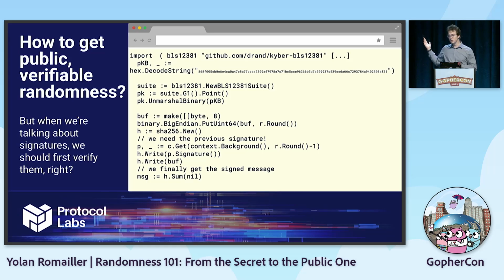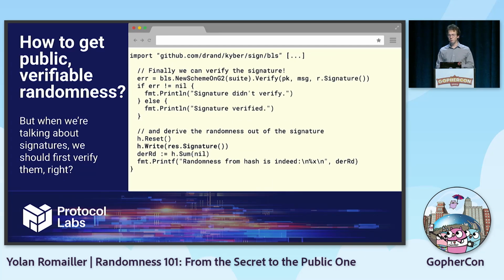And then we just need to construct the message we'll be verifying, because when you verify a signature, you need a public key, a message, and the signature. So here the message is the previous signature as well as the current round number we are verifying. So that's here being hashed again into a message. And then we just do the BLS verification of that message using the signature and the public key. And that worked. But then we just got a random byte string.